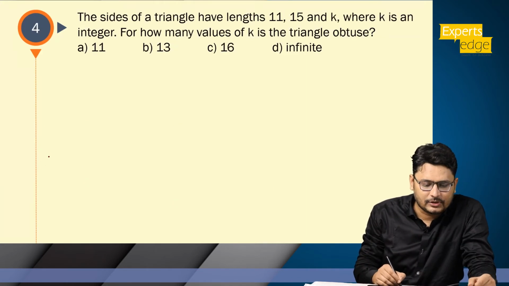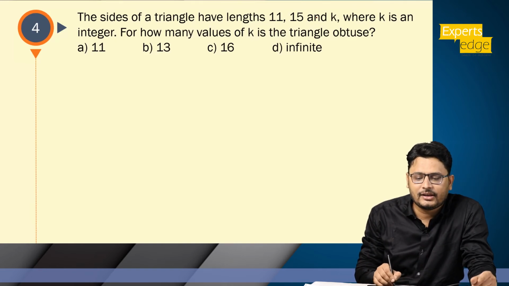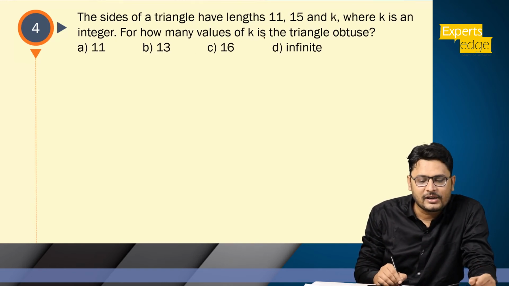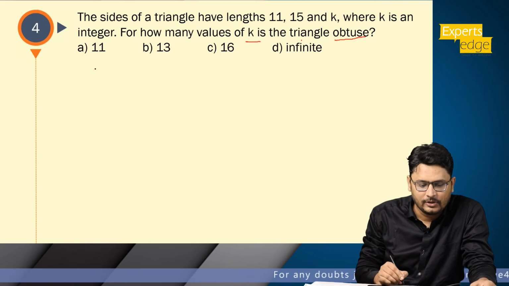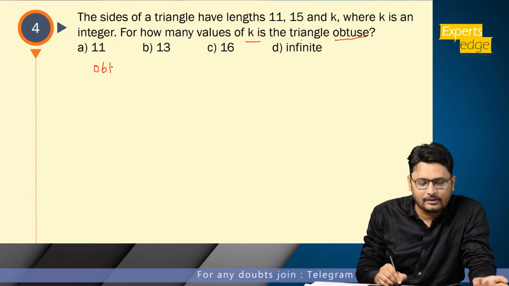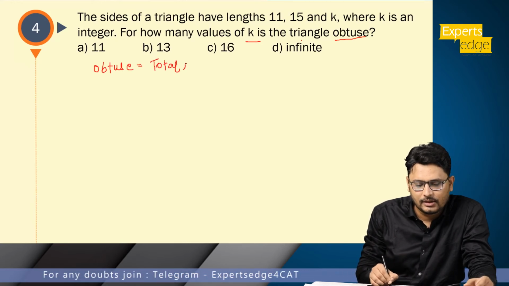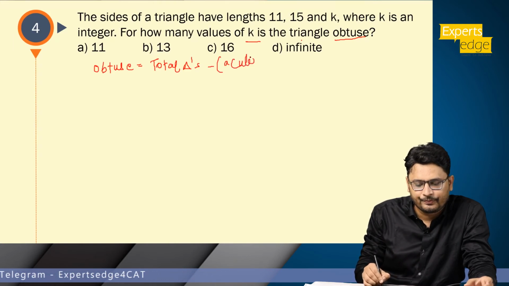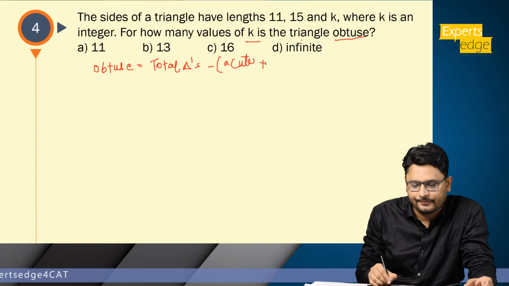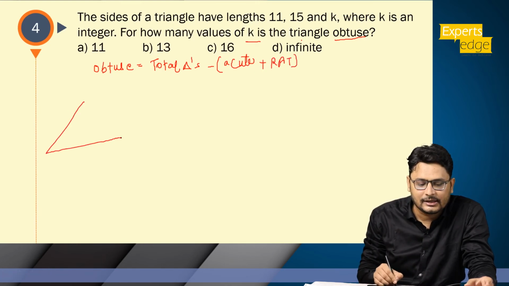Okay, let's take this fourth question. What it says: the sides of a triangle have length 11, 15 and k, where k is an integer. For how many values of k will this triangle be obtuse, right? So it's not an easy question, it's a difficult question, right? So what you need to do, to get an obtuse angle triangle, again you need the total triangles. Total में से आपको दो टाइप के triangles माइनस करने पड़ेंगे. कौन से? Acute plus right angle triangle, right? So let's get started with it. RAT is right angle triangle, okay?